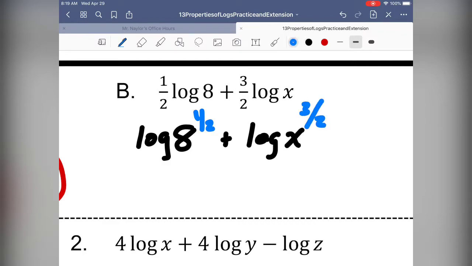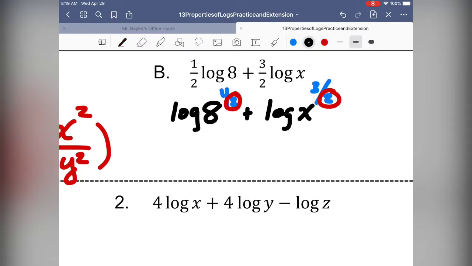Now, since these exponents are fractions, we've learned that the denominator is going to be the root. And so that means that we have square roots. That means I can write this as the square root of 8. Now, not to forget about the numerator, but since the numerator is 1, that would be like a power of 1 on that 8.